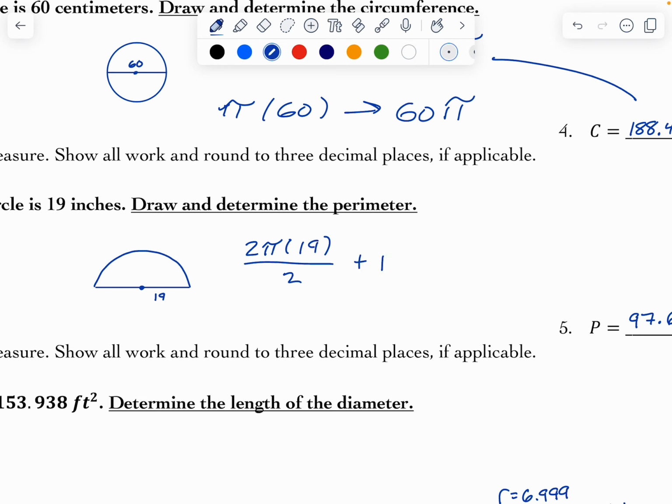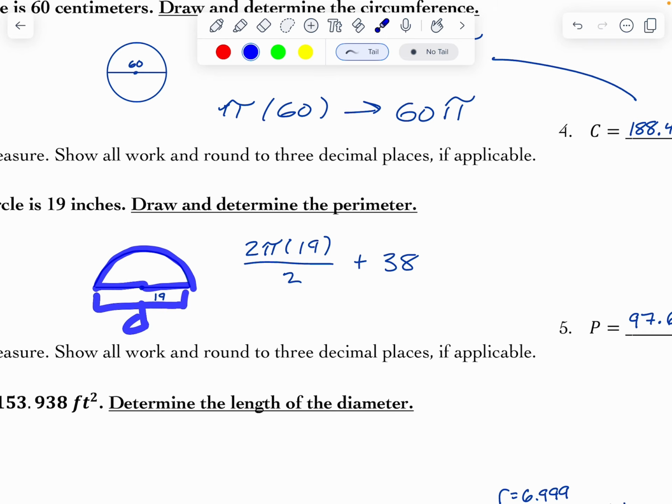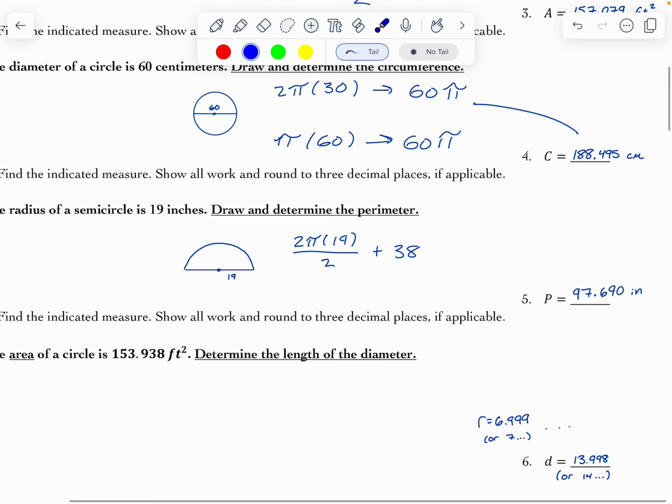Don't just add 19. 19 is not your diameter. You need to add 38. 38 is your entire diameter. Curved part, radius, and then another radius. So you need the diameter. You get 97.690.